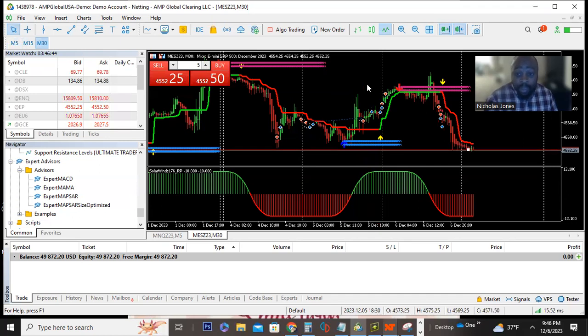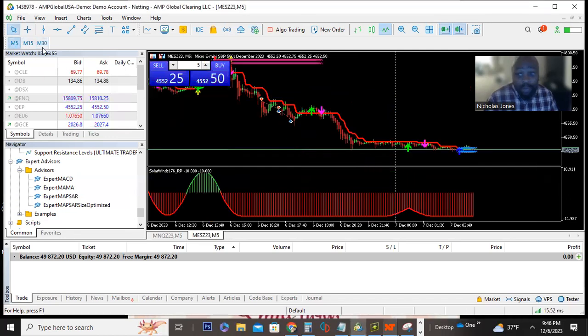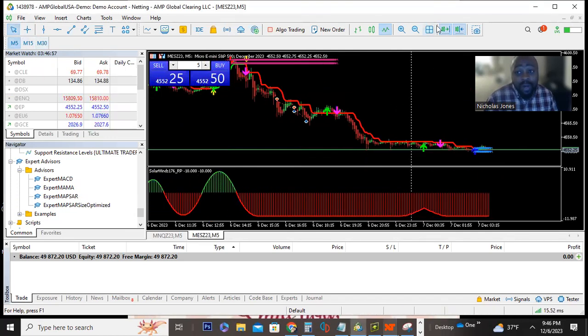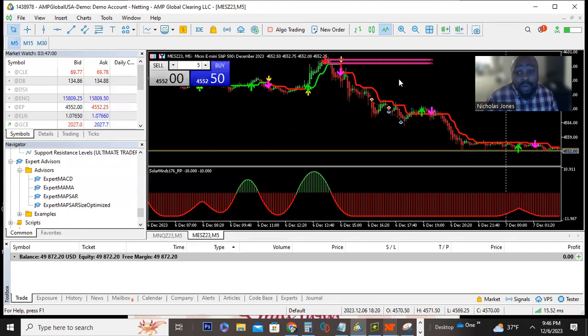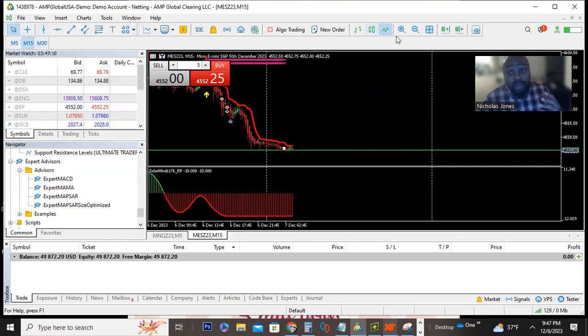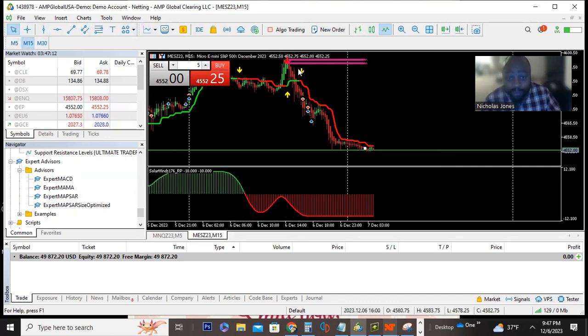Now, in the morning time, I woke up, I seen that I jumped up to my 5. I seen that my 5 was on resistance, right? The 5 was on resistance. I jumped up to my 15. My 15 was on resistance. Then I jumped up to my 30.